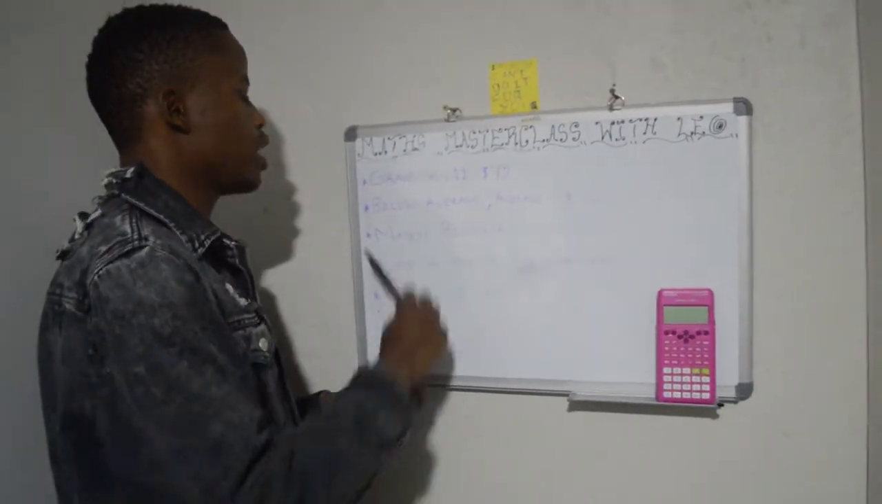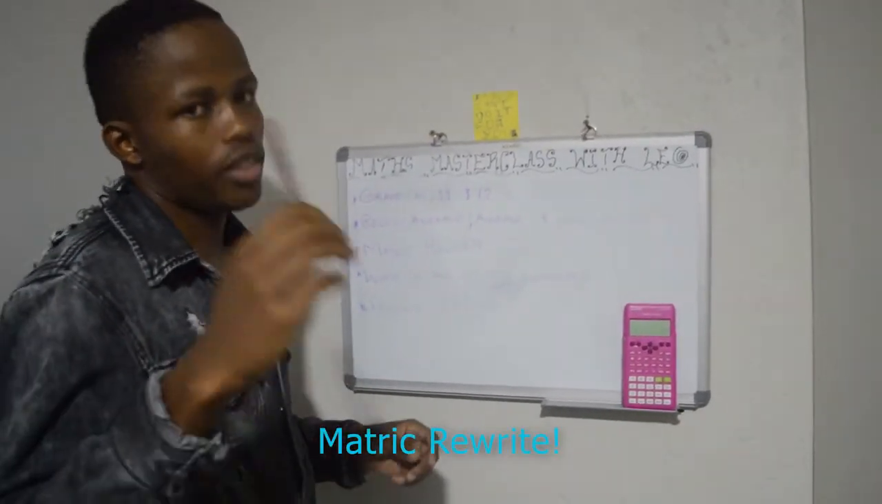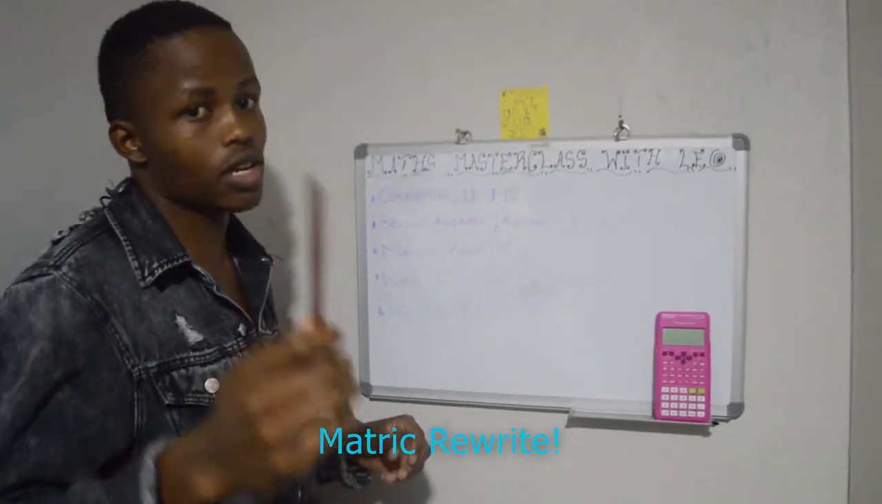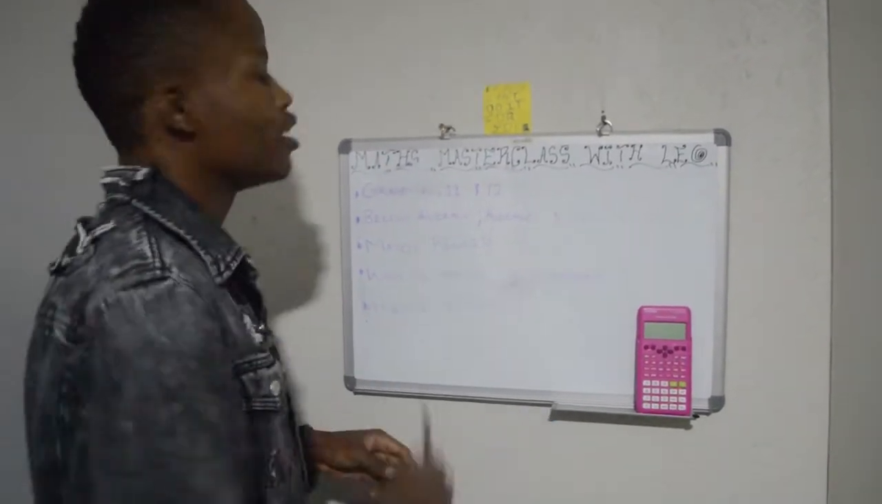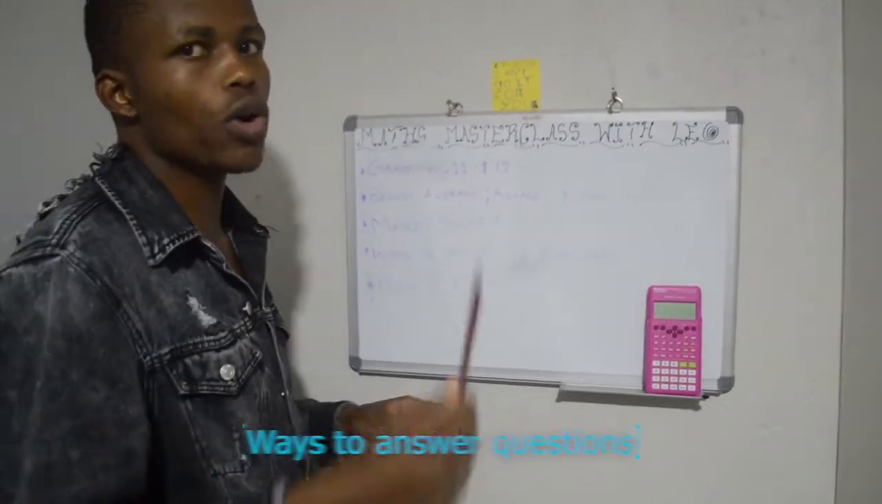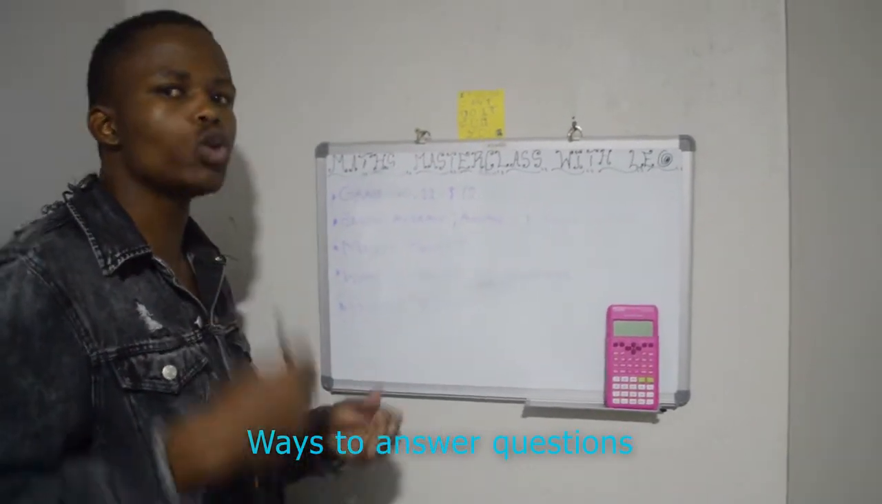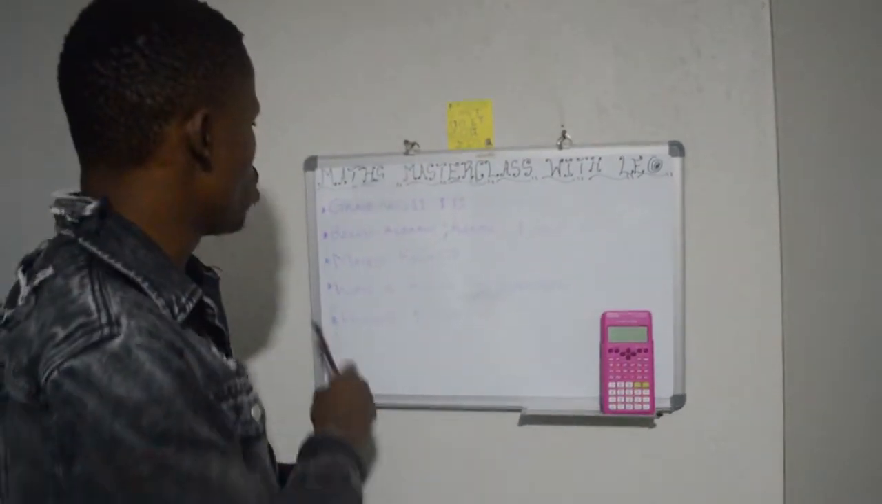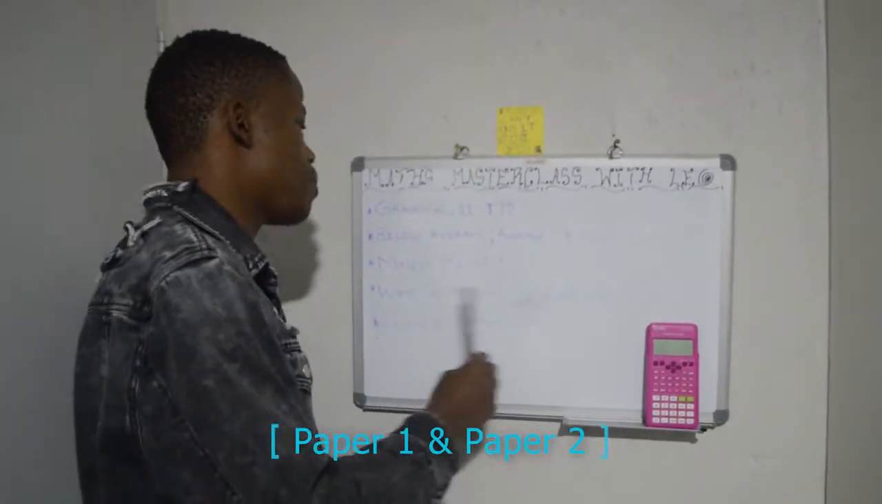We'll also be dealing with learners who want to rewrite maths. They've been struggling with maths. And then we'll be dealing with ways to answer questions, how to attempt questions, how to actually pass maths. And then we'll be dealing with question papers, paper 1 and paper 2.